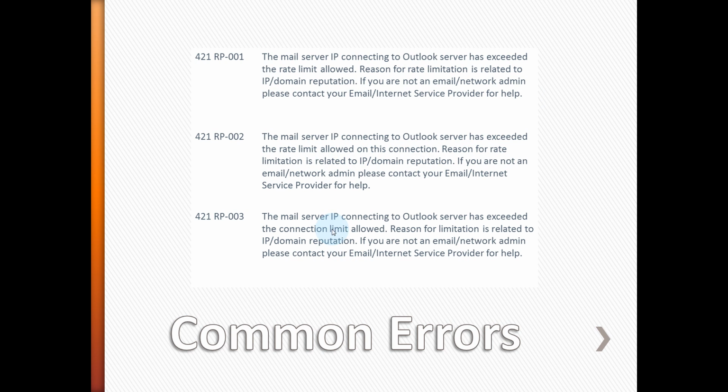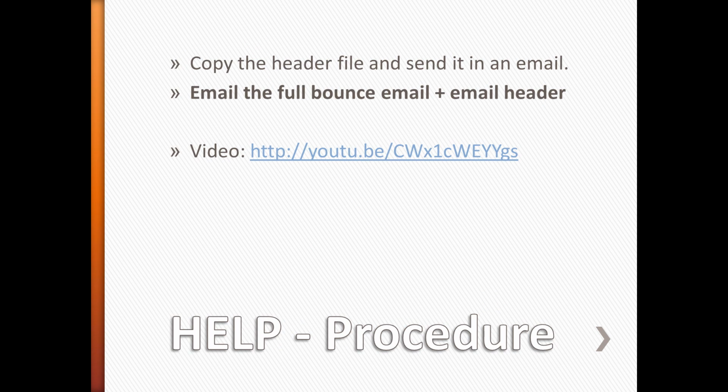So here are three different types of errors that may occur. What can you do? What can we do to help you? If you copy the header files and send them in an email to us, what that means is we want the full bounced email plus the email header. You'll have to look at our video below to understand how to copy that information to us correctly.